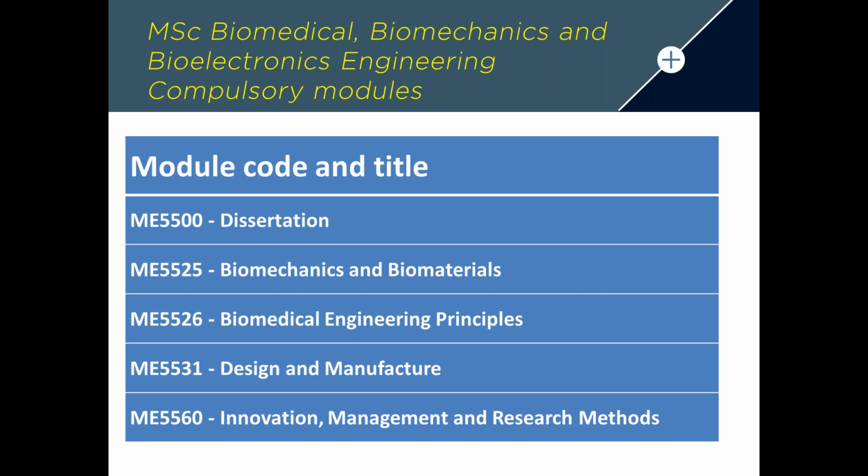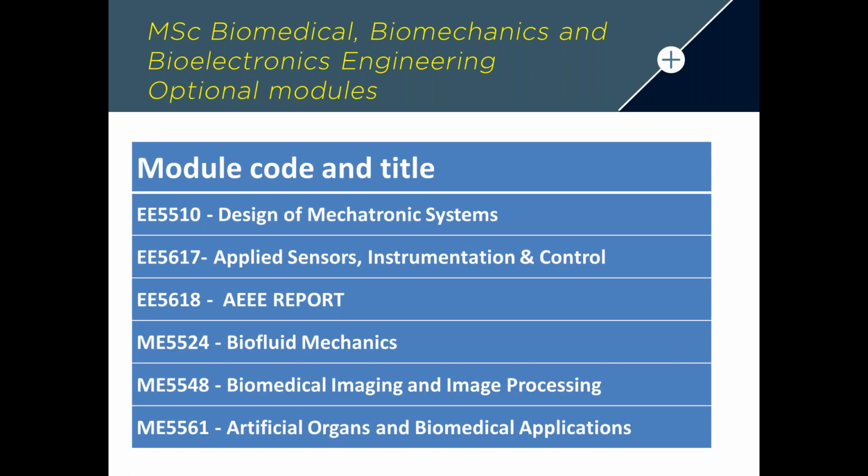You will be learning about biomechanics and biomaterials as discussed before, biomedical engineering principles as we discussed before, design and manufacture as we discussed before, innovation and management and research methods as we discussed before. Now we move into the optional modules, and that's where the difference will be from the other stream. Here you will be able to choose from biofluid mechanics, ME 5524, or biomedical imaging and image processing.